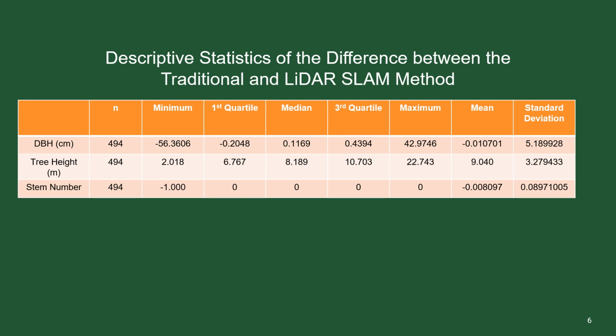Here are some descriptive statistics of the three measurements. Here, as we can see, DBH and stem number are both quite accurate with a very low difference mean. However, tree height has a difference mean of 9.04 meters and is consistently greater than the true value of the tree.